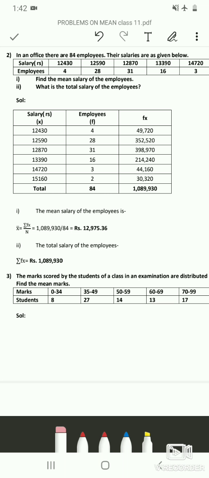So here there is another question to be answered, that is, what is the total salary of the employees. Here total salary is nothing but summation f into x. So the answer is 1809930 rupees.